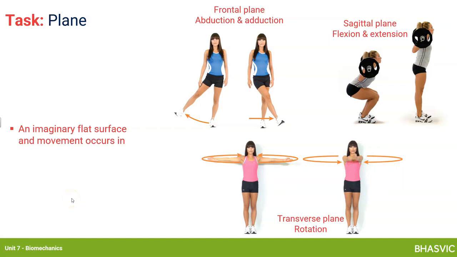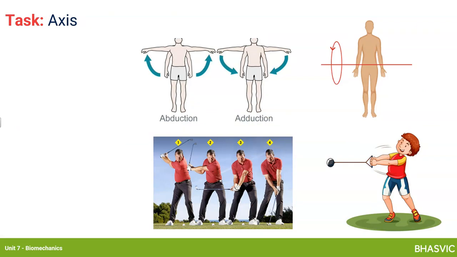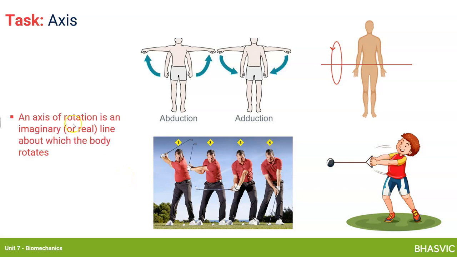What we need to do is pair those, however, with axes, because movements happen around either a real or an imaginary axis. So what is an axis? An axis of rotation is an imaginary or real line about which the body rotates. The whole body or limbs, of course.